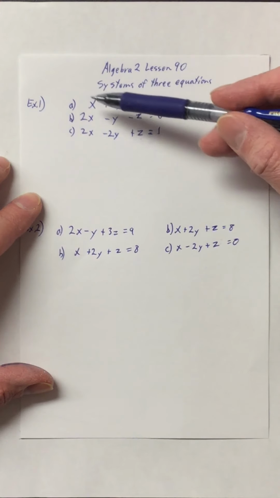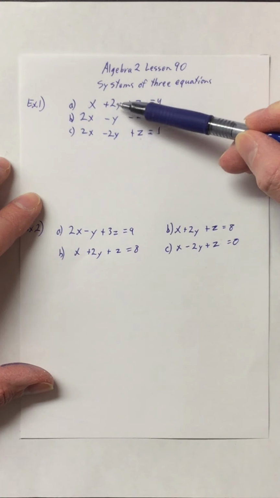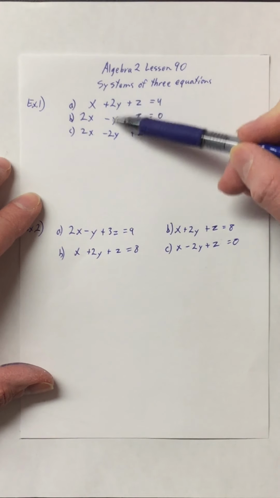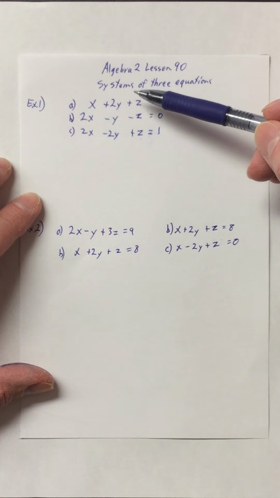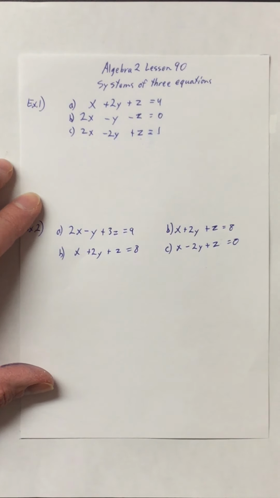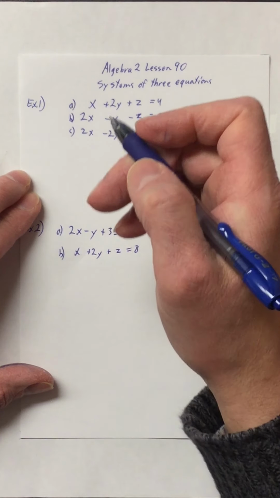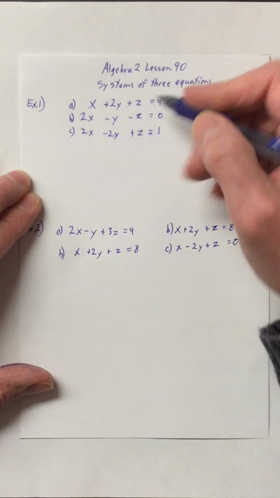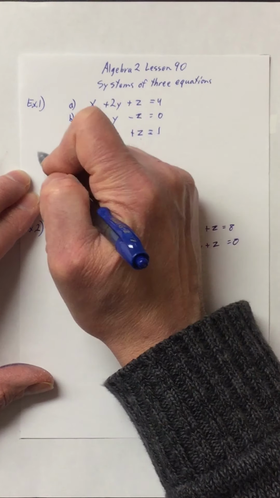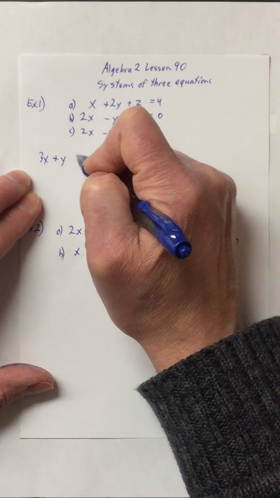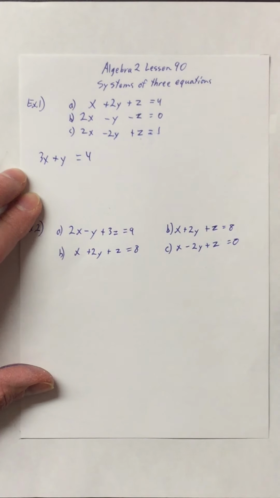So looking at example 1, if we look at just the first two equations, if we were to add these, the two z's cancel each other out, not the y's. So we take that separately and add those two together. If we add a and b, we get 3x plus y is equal to 4, because the z's cancel out.